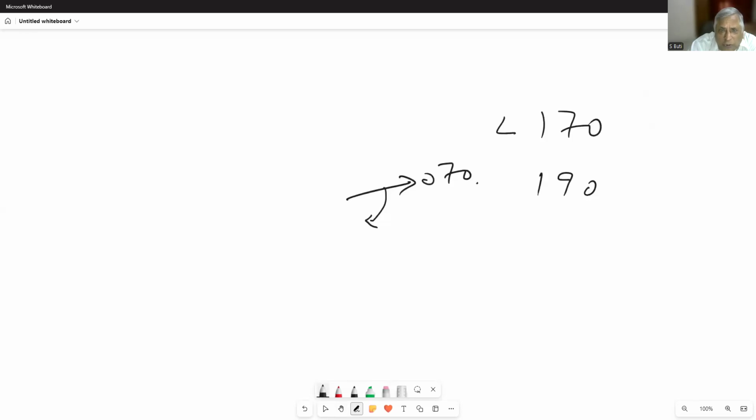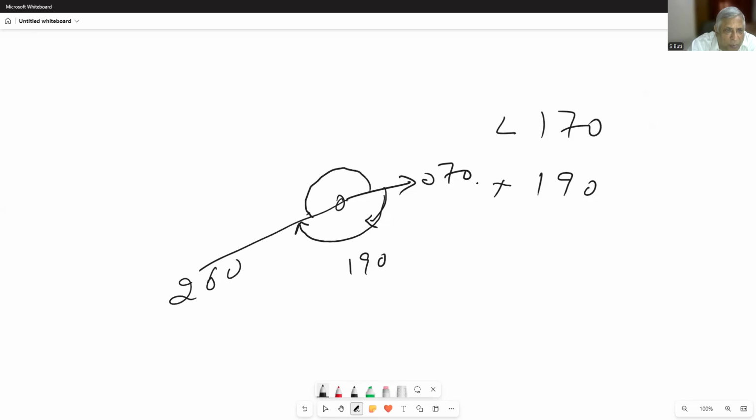Then now my readings will increase. 70 plus 190 is 260. So 260 degrees is the direction of rollout. And this is my turn of 190 degrees. If I had turned left, I would have turned by 170 degrees. If you have no choice, follow the directions.